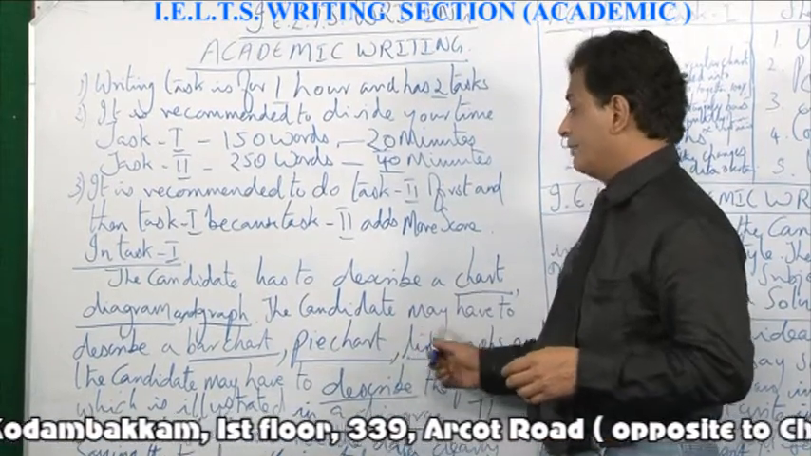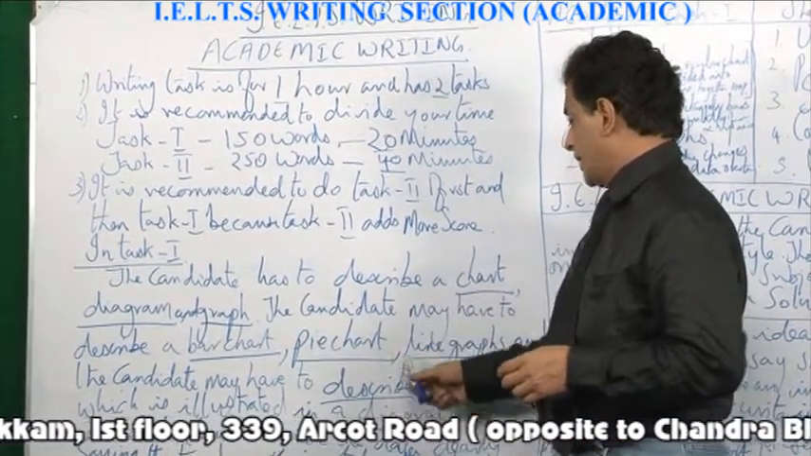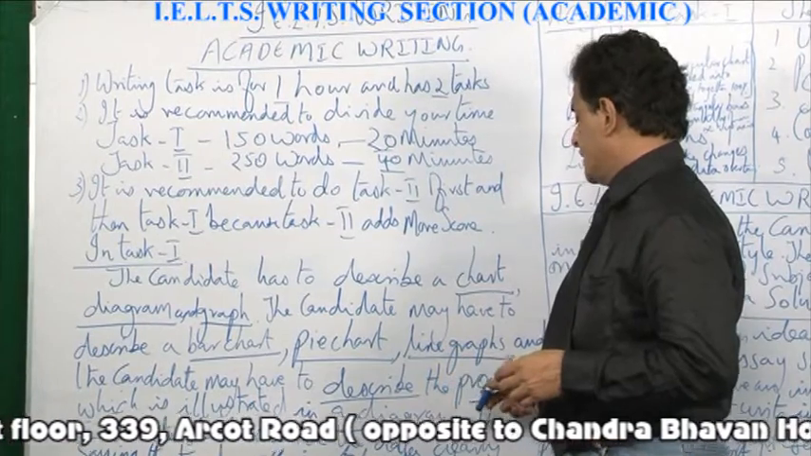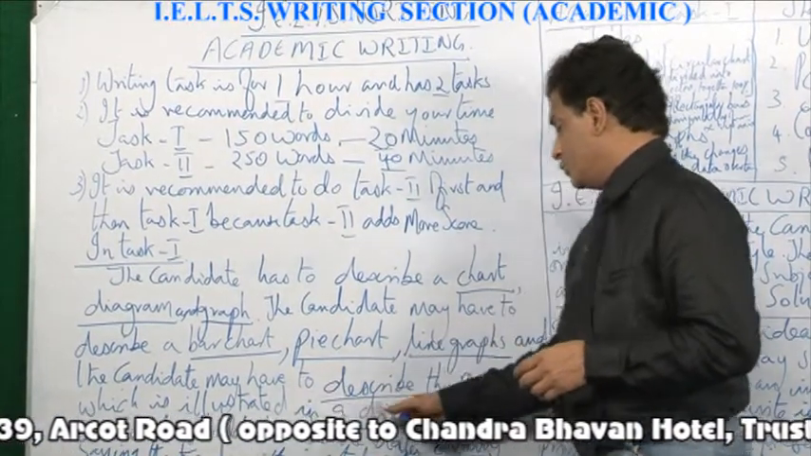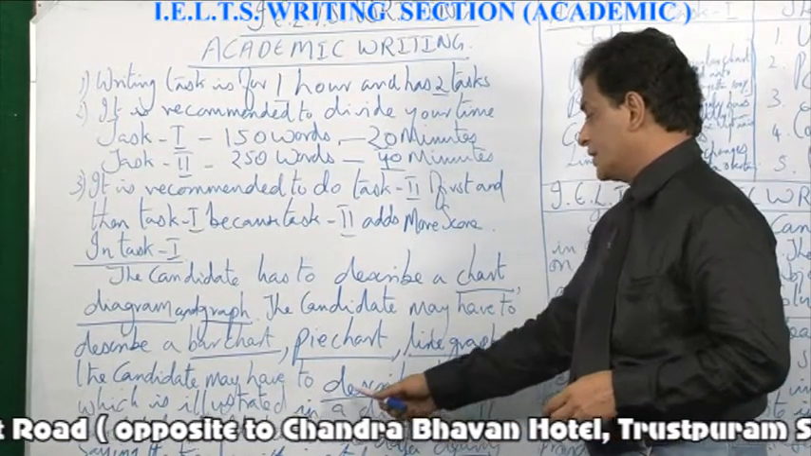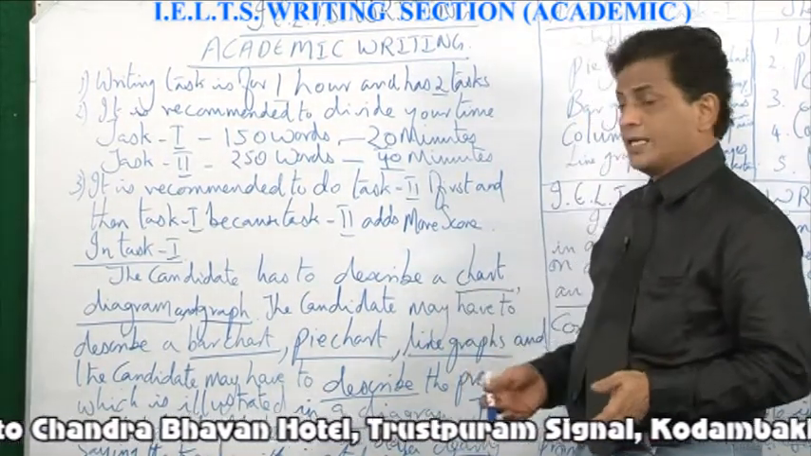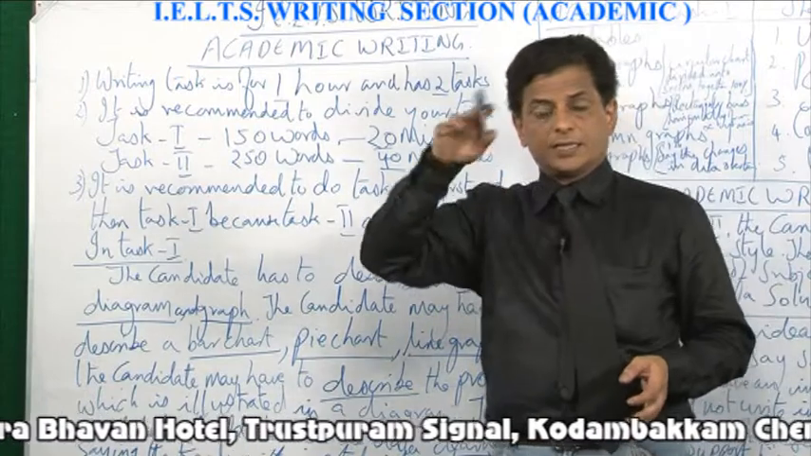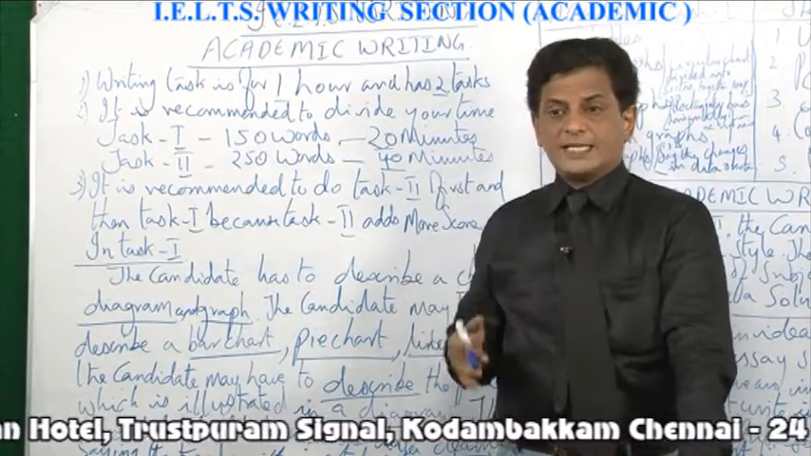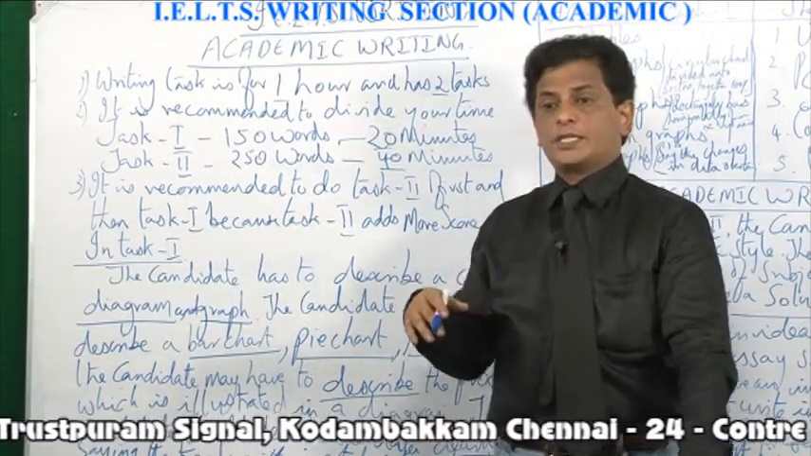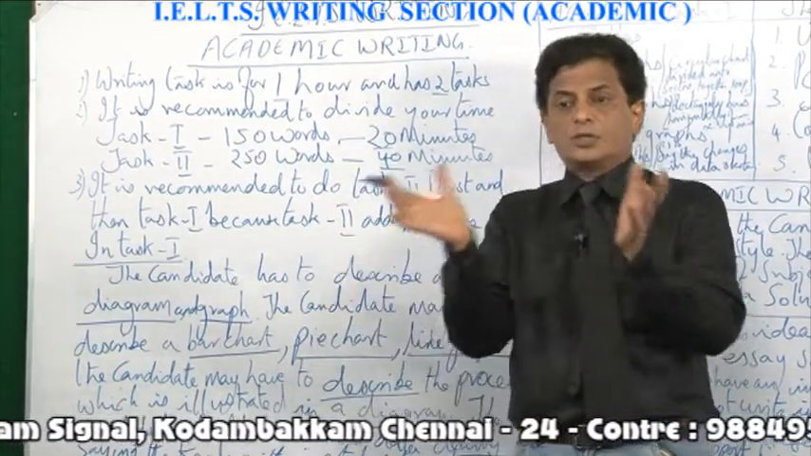The candidate may have to describe a bar chart, pie chart, line graph, and the candidate may have to describe the process which is illustrated in a diagram. So, you may get a pie chart. A pie chart, you know, is circular and you have different slices which add up to 100%. You may have one other pie chart. So, you have to compare.